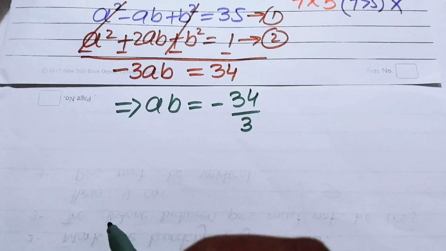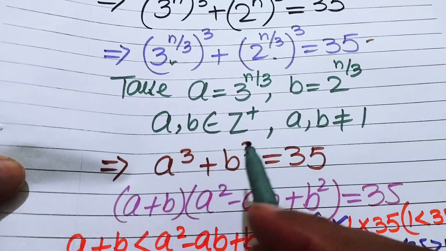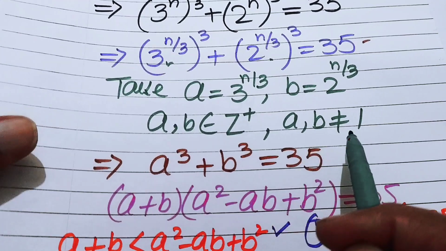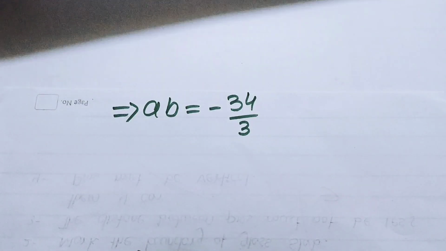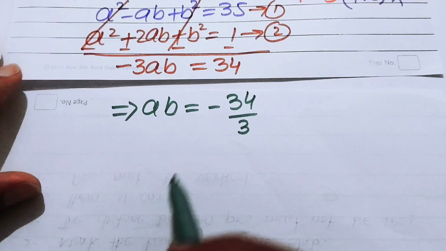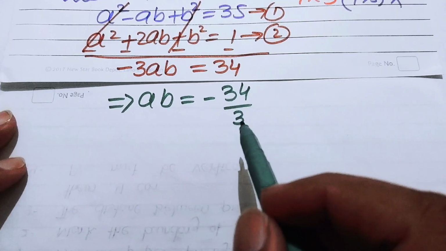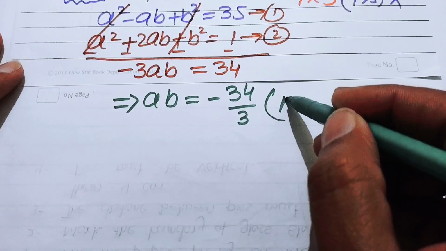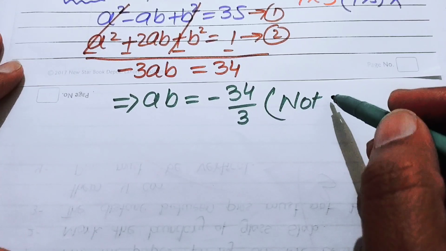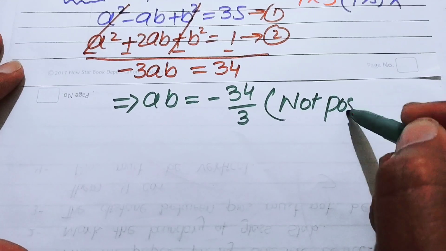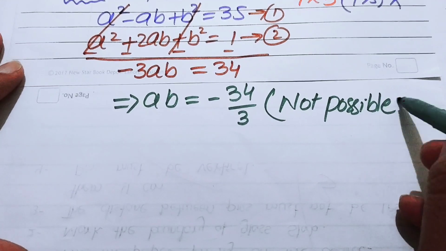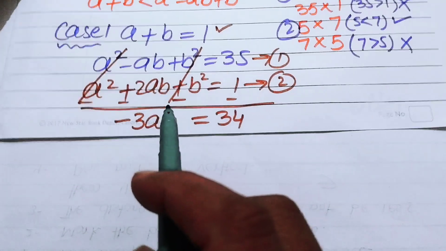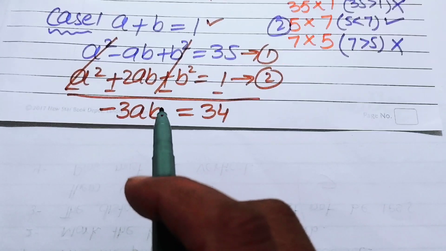So here you remember one thing: we wrote that a and b must be positive integers, and the product is not equal to 1. So here you see our product ab is not an integer, it is minus 34 over 3. It is not an integer, so we will reject this case, it is not possible. So we will just reject our first case, and now we can proceed with our second case only.